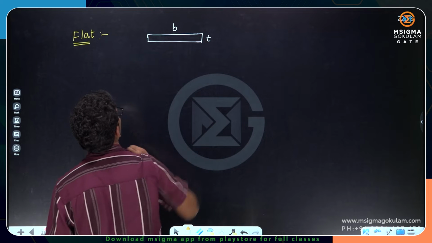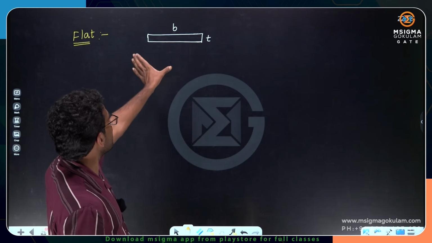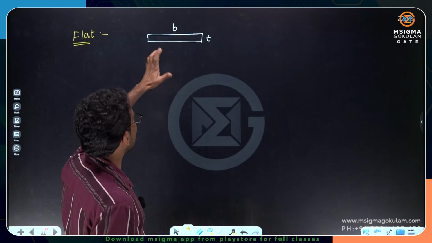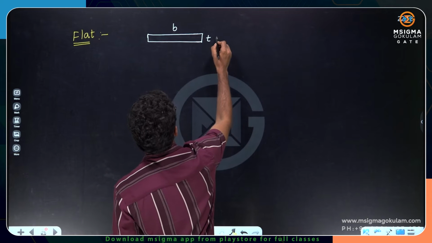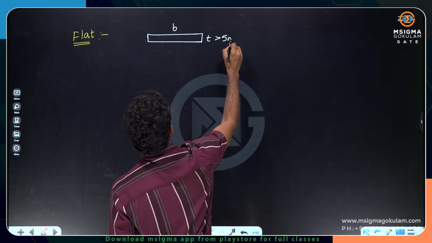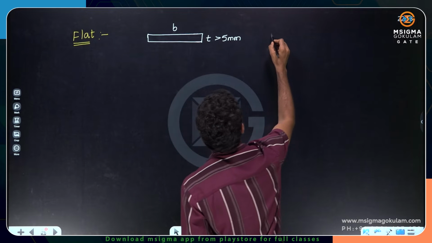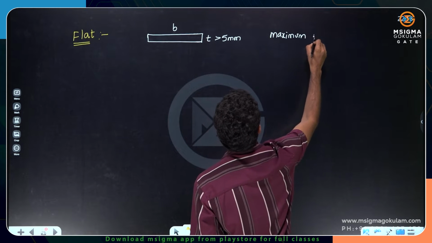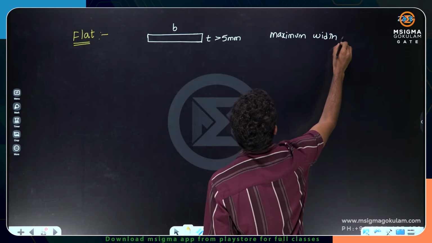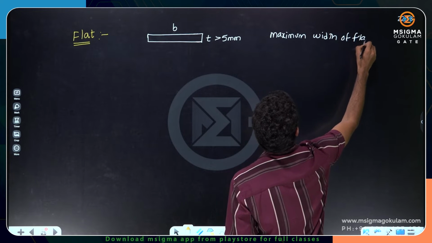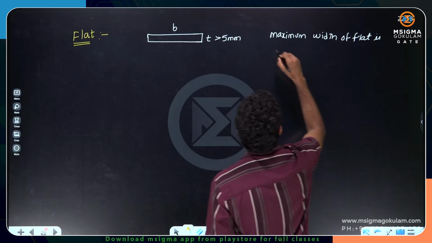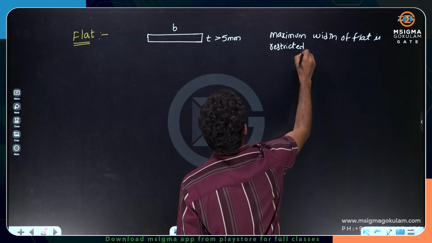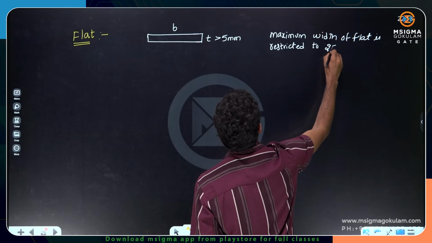My dear friends, try to understand. This flat has a maximum width of 250 mm and the thickness of the flat should be more than 5 mm. So the maximum width of the flat is restricted to 250 mm.